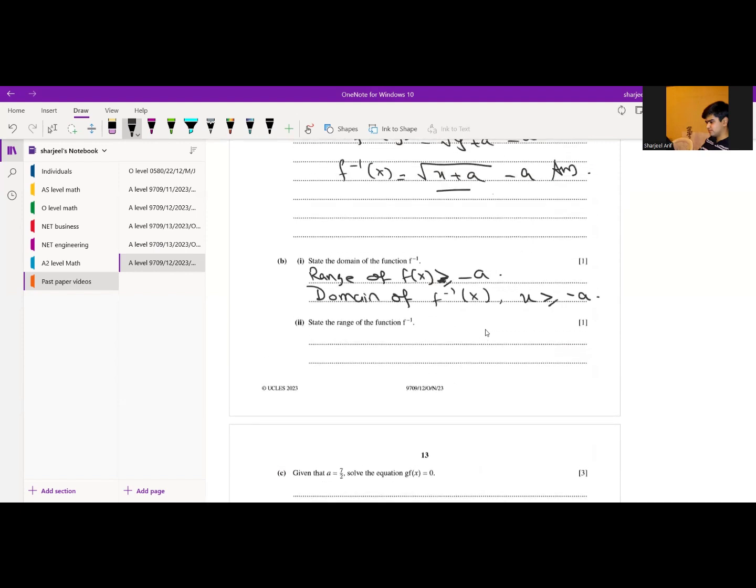Or you can use this equation to just check that x plus a is 0 when x is equal to minus a. So you can find the domain from this equation as well. So for part 2, we have to state the range of the f inverse function. So that would be f inverse of x is less than or equal to minus a, because we have minus a outside the bracket and it is outside the root expression, so that would be the maximum value. So the sign less than or equal to will be applied on it.